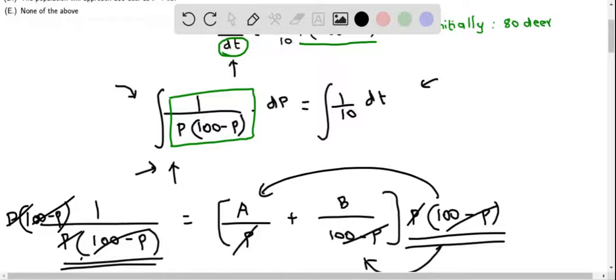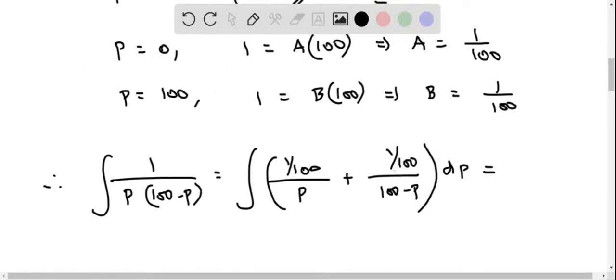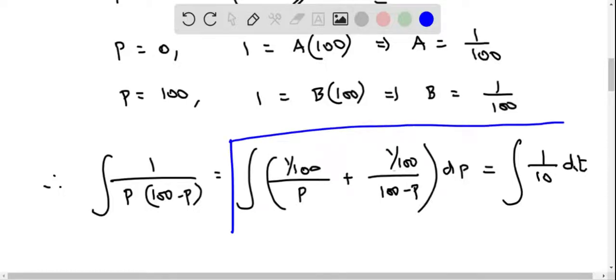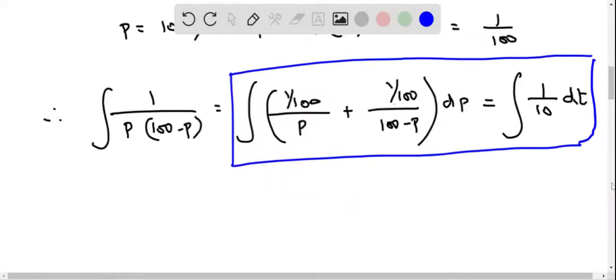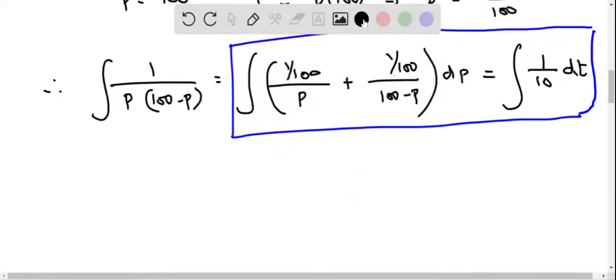And on the right side, we have the integral of 1 over 10 dt. So let's also write down here, this is the integral of 1 over 10 dt. And we are now focusing only on this equation. So these two sides we have integrals. Now let's integrate both sides.